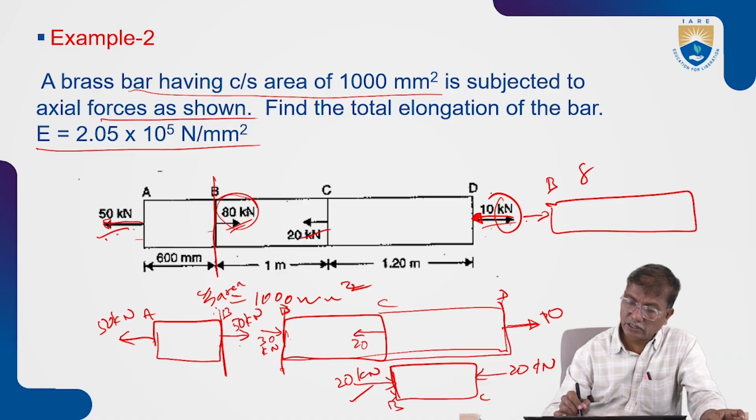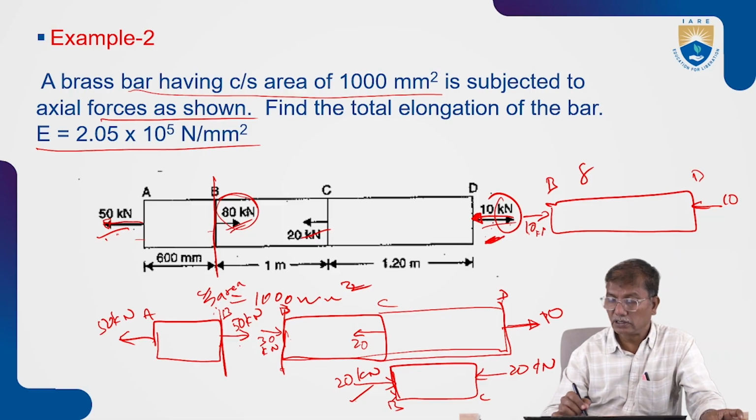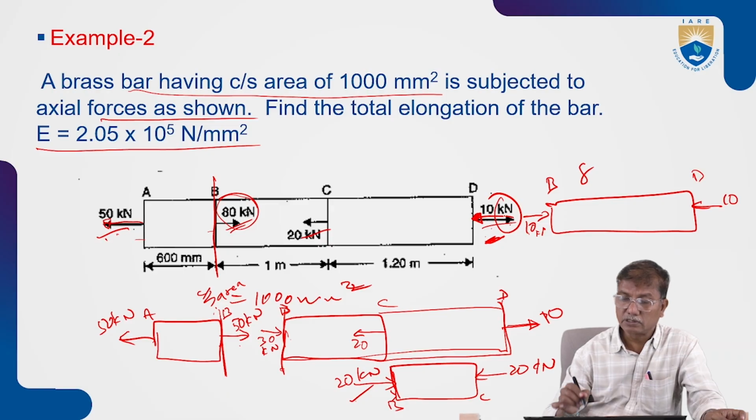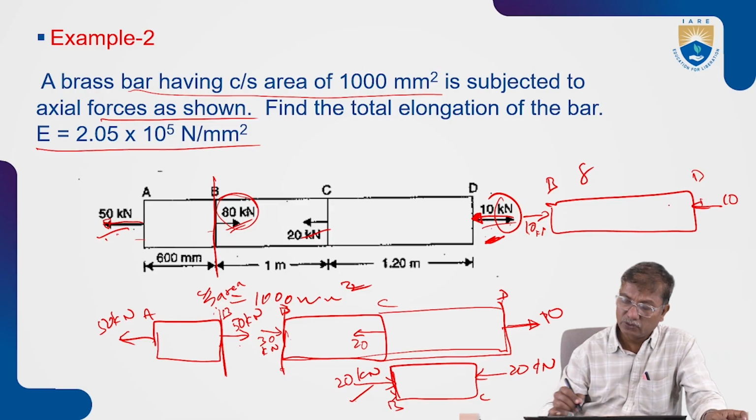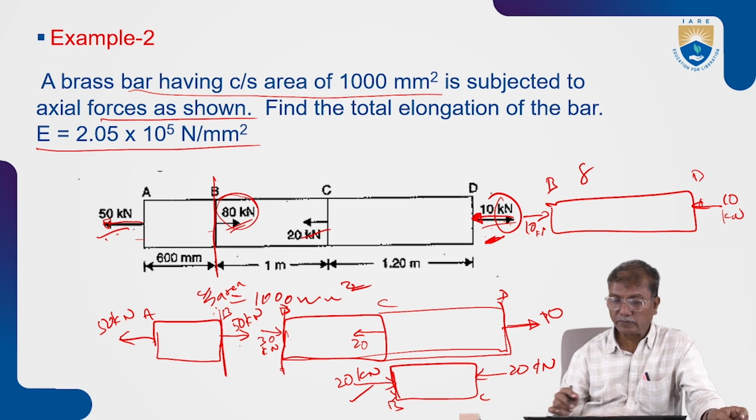Here 20 is there, remaining 10 will be acting on BD. So this is compressive here, 10 and 10. So this is acting leftwards. This is not correct. So this force should be acting leftwards. Okay, 10 kilonewton. What does this mean?